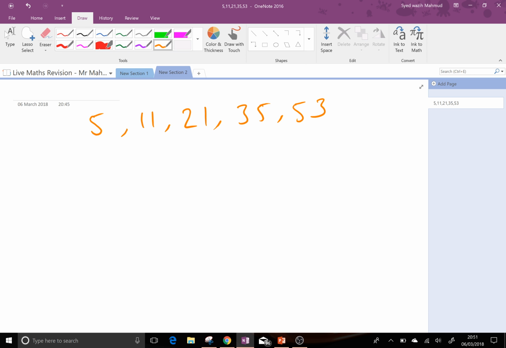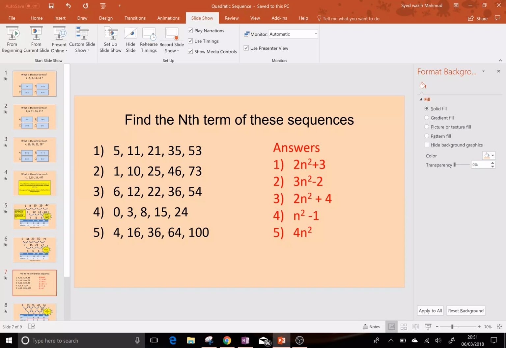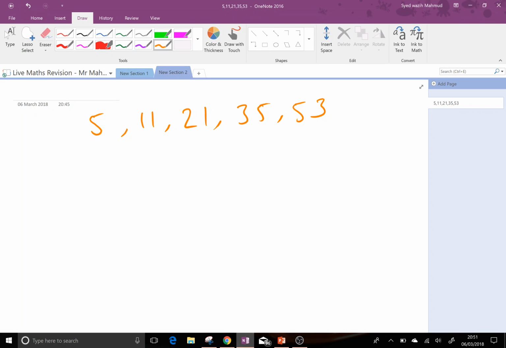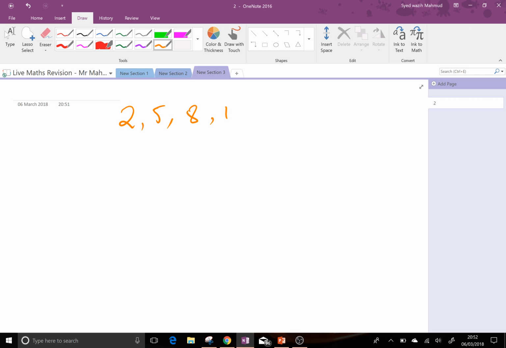So in that case, I'll go through some examples of linear sequence. 2, 5, 8, 11, 14. So we have 2, 5, 8, 11, and 14. Now I want to find the nth term of this sequence here.